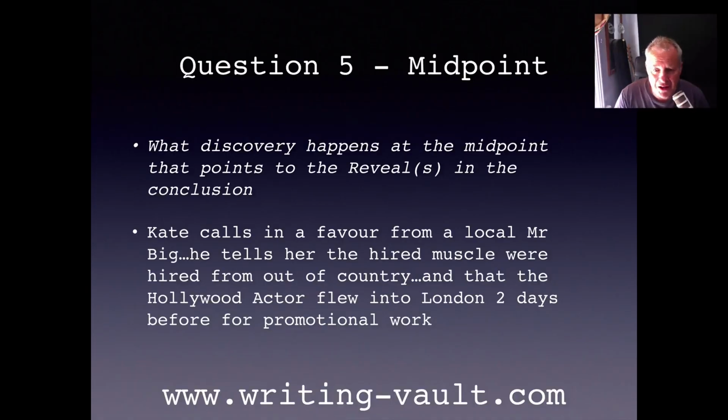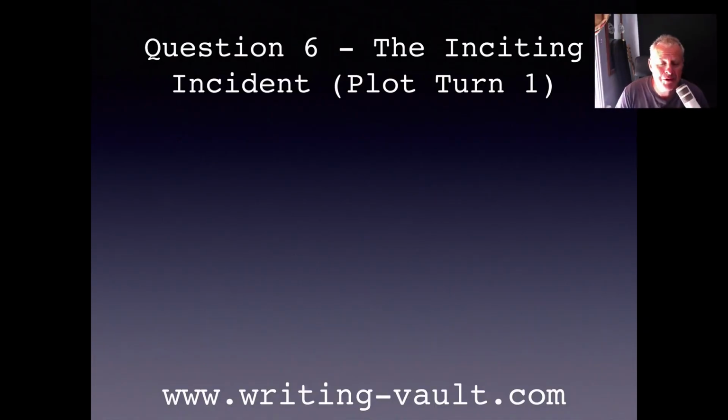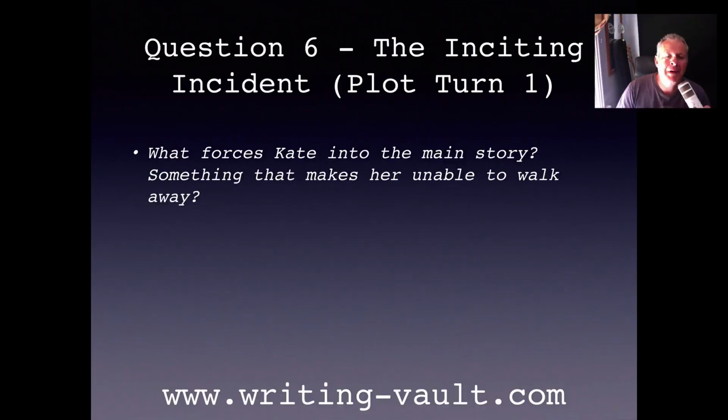But he tells her the hired muscle were hired from out of the country, and that the Hollywood actor who we are going to see in the resolution and the conclusion flew into London two days previously for promotional work. That leads, we're still going backwards, remember, to the inciting incident, which is also plot term 1. And the question here was, what forces Kate into the main story, and that is something that makes her unable to walk away from the event?